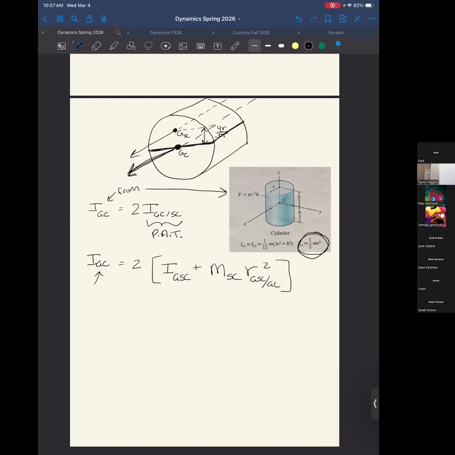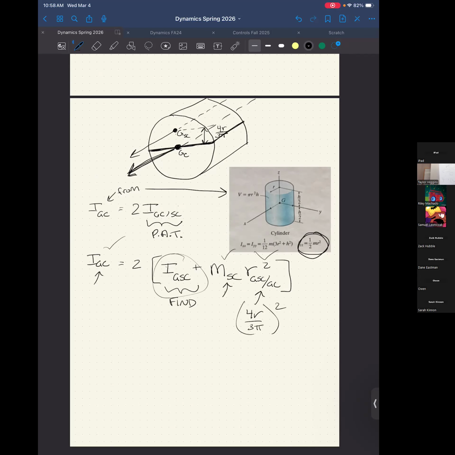Okay, so this is known from the equation sheet. This is what I want to find. This is given in the problem. And this is what I got online as 4r over 3 pi, where r is the radius of the cylinder. Yes, I think it'd be the radius of the cylinder. Okay, so known, known, known. I just solved for this. That gives me the mass moment of inertia of the semi-cylinder about its own center of mass.